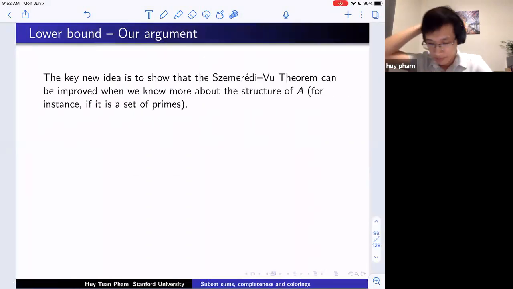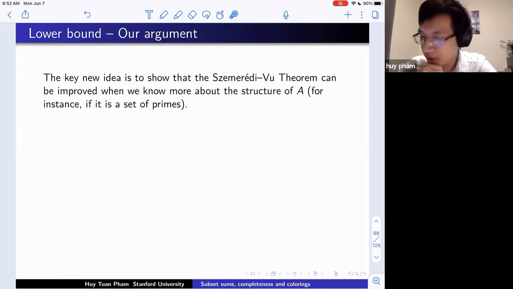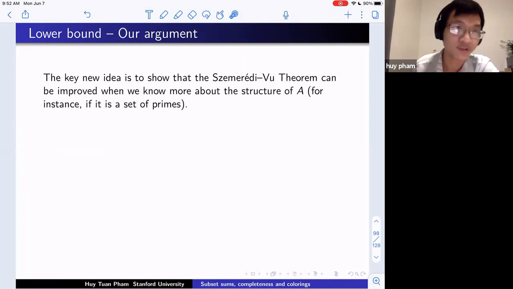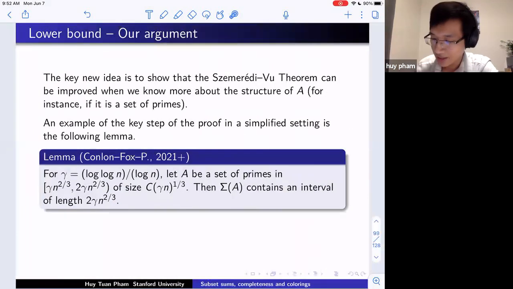And that is indeed our key new idea. We show that once we know more about the additive structure of A, for instance, if we know that A is a set of primes or numbers that are close to being prime-like, then we can improve over Szemerédi and Vu's theorem. So this is a simplified version of a lemma that we use in the argument.